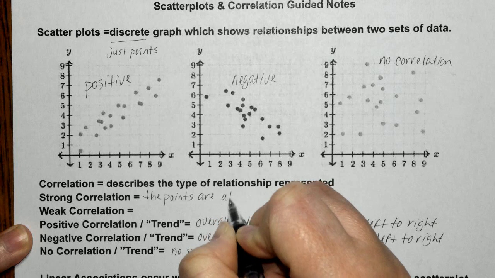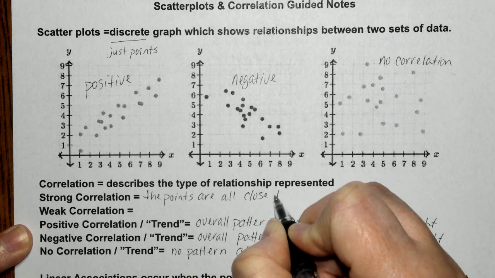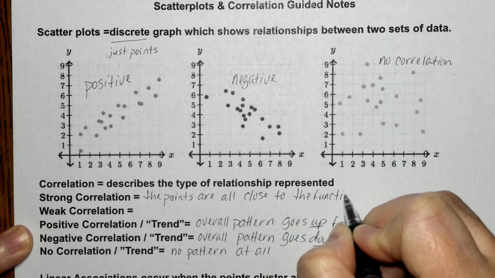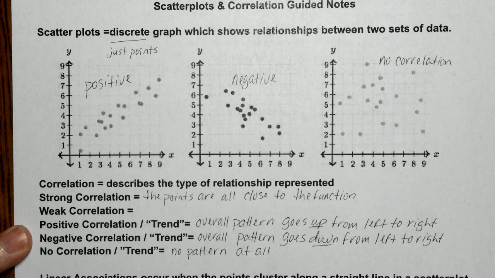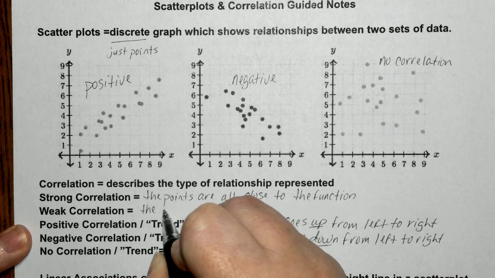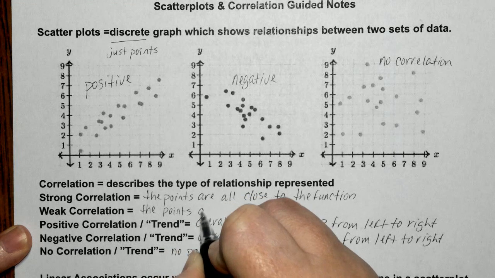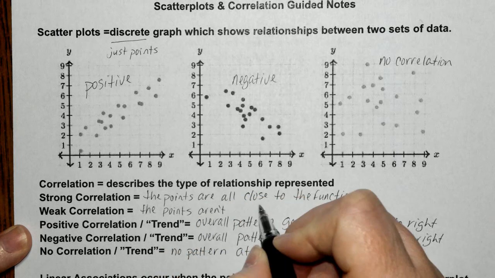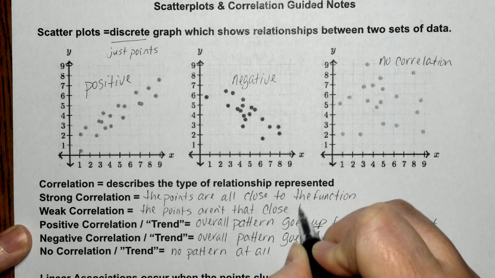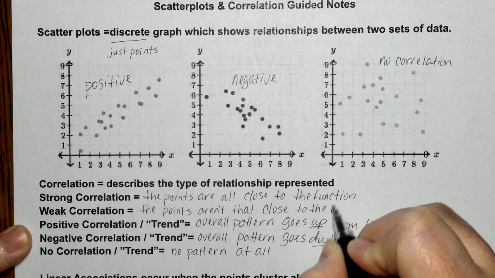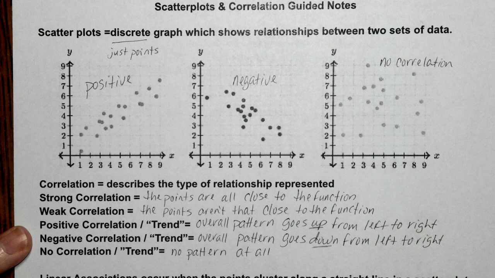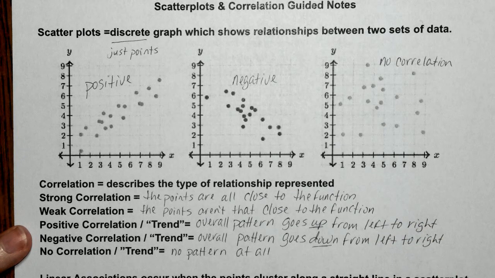So the strong correlation means the points are all close to the function that it's representing. And that could be linear. It usually is that we're talking about, but it could be other kinds of functions too. All right? For a weak correlation, the points aren't that close. They might still have a kind of pattern, but they're not going to be that close to the function that it's trying to represent. And we're going to talk about specifically how you tell how strong or how weak it is in a minute.